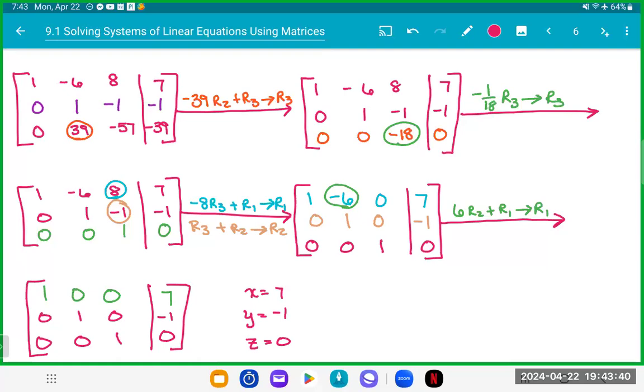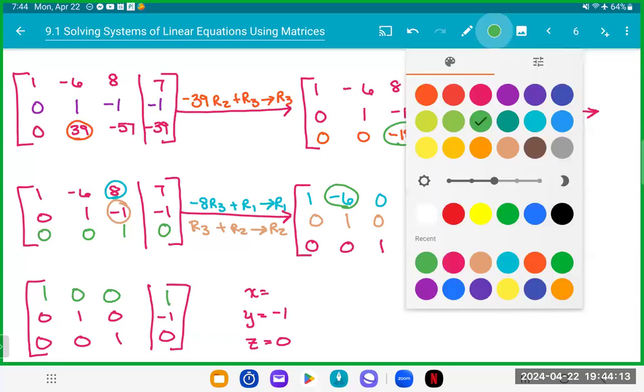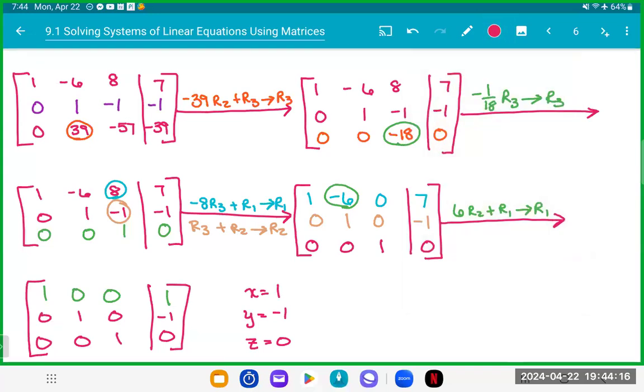Oh, sorry, this is not a 7. This is a 1, because 6 times 0 plus 1, yeah, 7. Oh, we did it times row 2, so it's negative. Sorry. 6 times -1 is -6. -6 plus 7 is a 1. So x equals 1, y equals -1, and z equals 0.